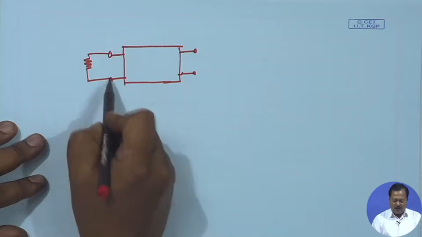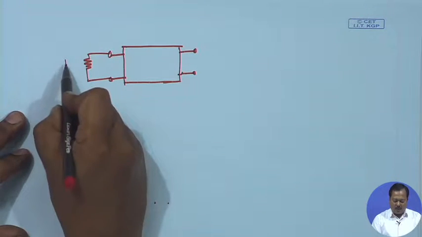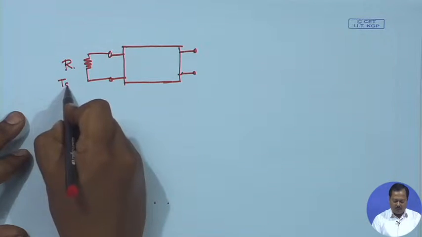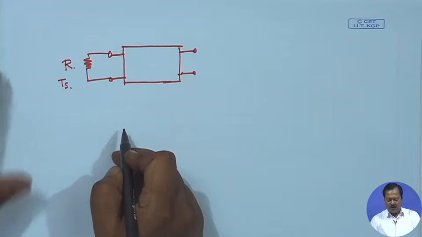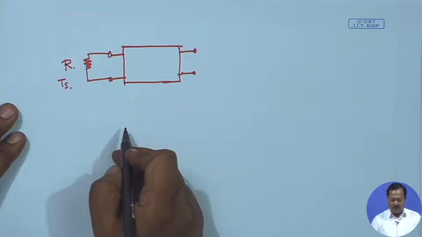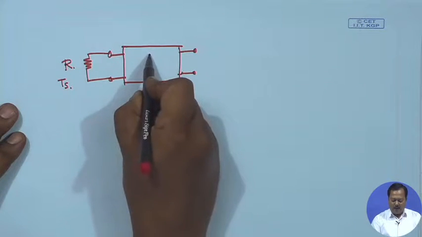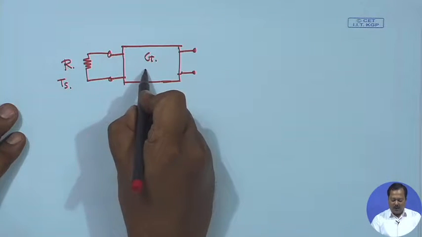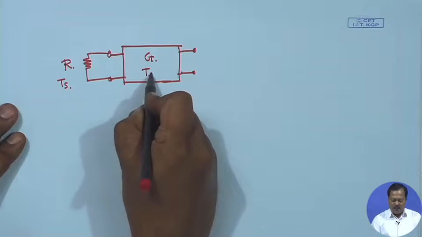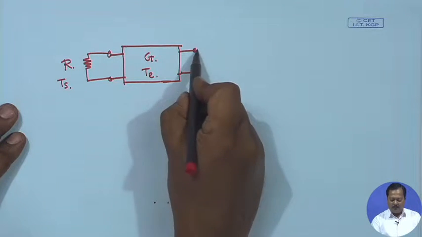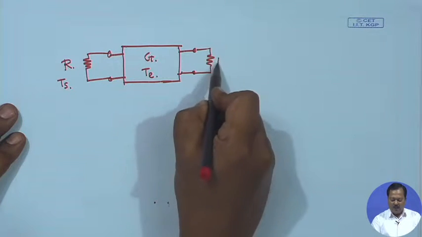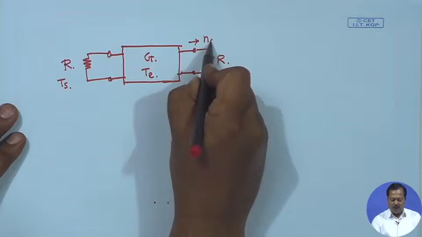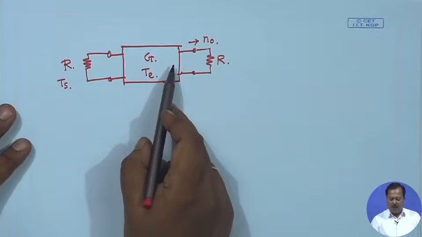At the input side, I am representing the source resistance by R, which is at a temperature T s. Now, amplification factor is given by G, then the effective noise temperature is given as T E. We have a matched load here, then noise power coming out from the amplifier is N naught.